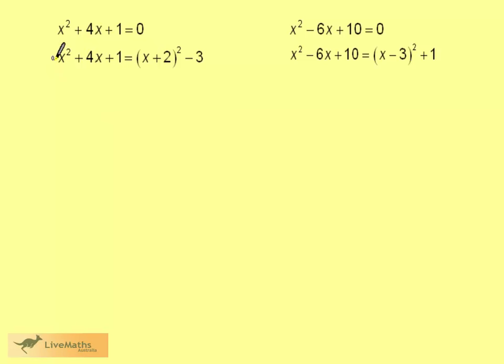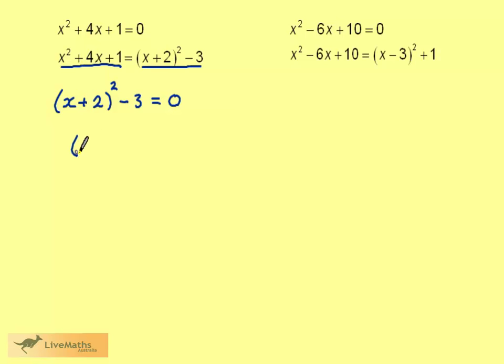Here we have x squared plus 4x plus 1 is equal to 0. The completed square form for x squared plus 4x plus 1 is (x plus 2) all squared, take away 3. So we could rewrite the equation as (x plus 2) all squared take away 3 is equal to 0. So we've replaced this with the completed square form.